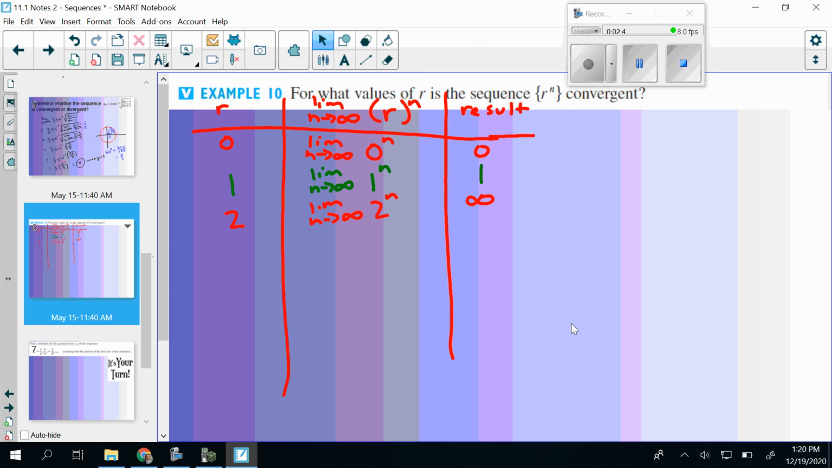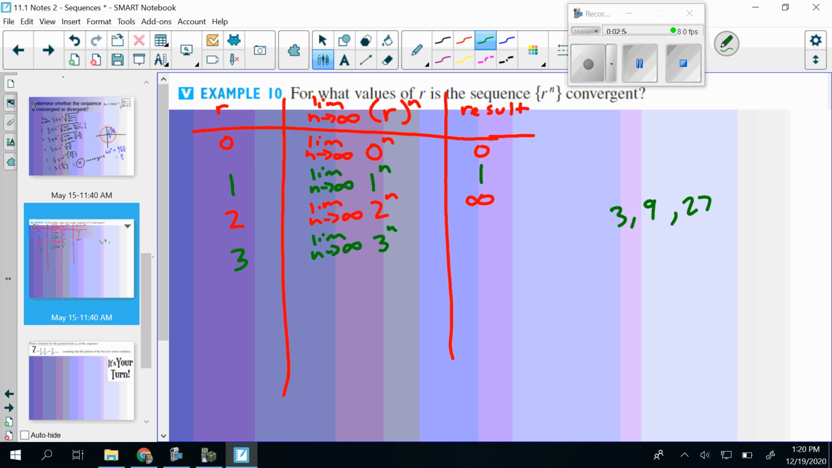All right, how about 3? What if we did the limit as n goes to infinity of 3 to the n? Well, this sequence would be 3, 9, 27, 81. Again, that's going to get very large. So I think for anything we pick that's bigger than this, we're just going to get one of those divergent ones.